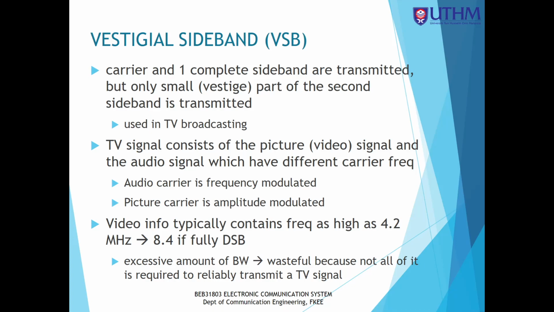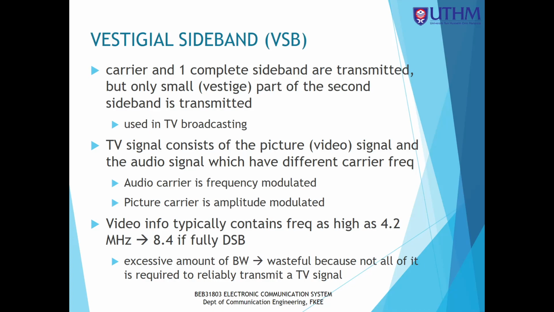If you still remember, amplitude modulation has a few types. The first one is the double sideband full carrier, DSB-FC. Second one is the double sideband suppressed carrier, DSB-SC. And remember that in double sideband suppressed carrier, we suppress the carrier component completely. It still has two sidebands, the lower sideband and also the upper sideband, but it does not have the carrier component.